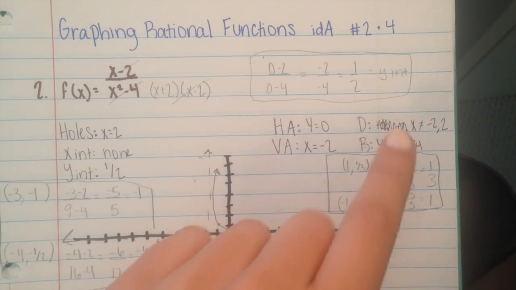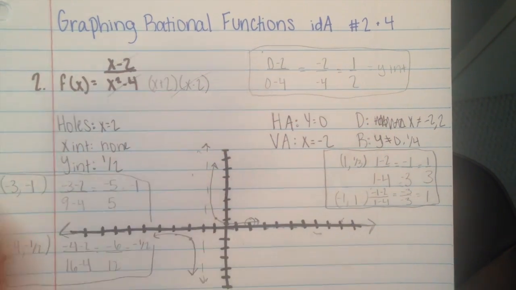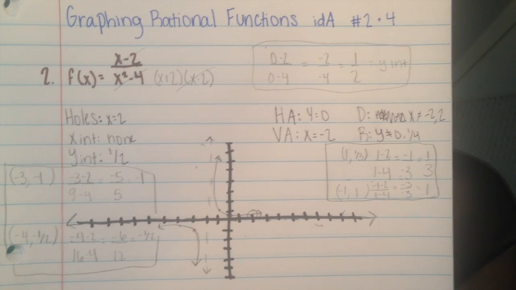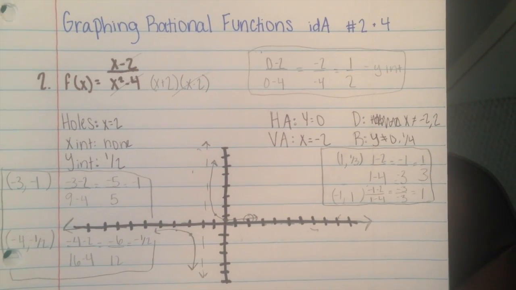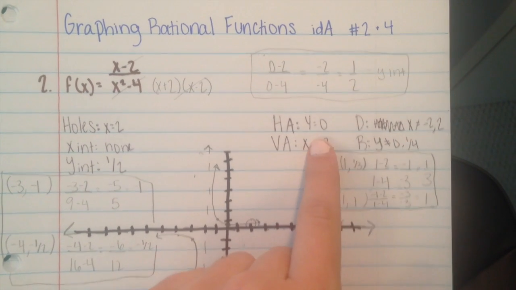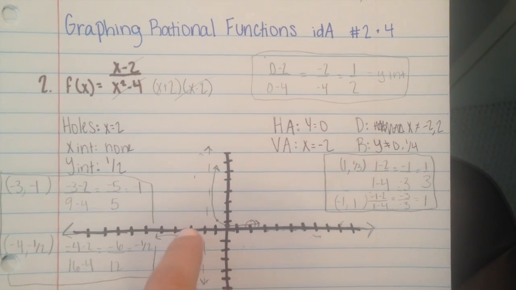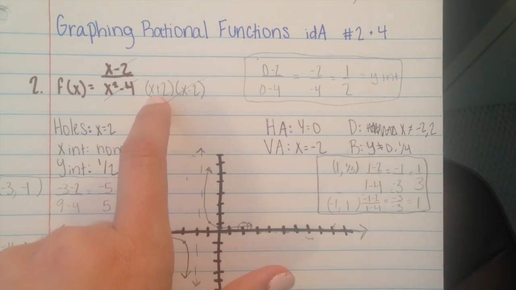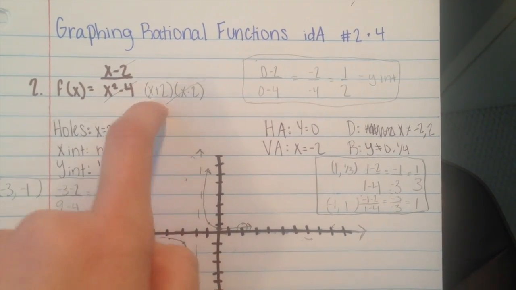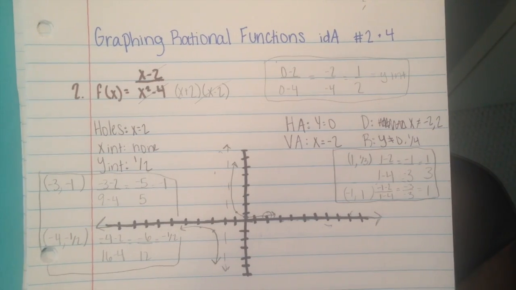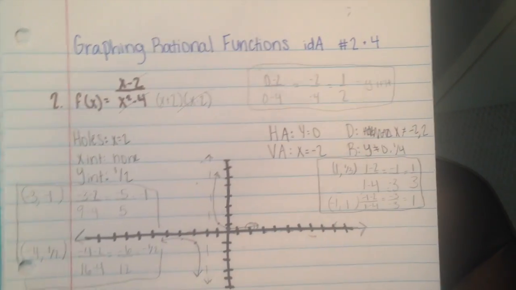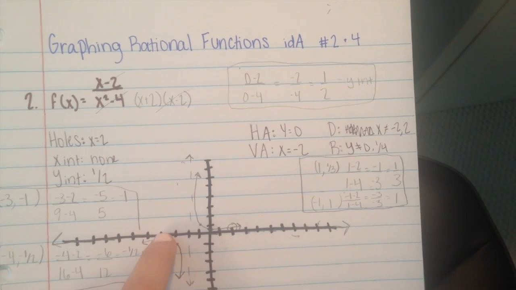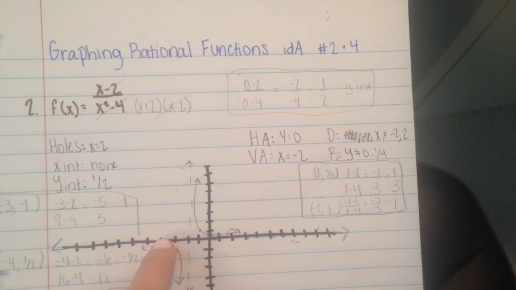And the horizontal asymptote is y equals 0, because the degree is higher at the bottom than on the top, so it's automatically y equals 0. And then there's a vertical asymptote at x equals negative 2, because that's how you get a 0 in the denominator. And then there is no x-intercept because you can't land on the x-axis, because that's where your horizontal asymptote is.